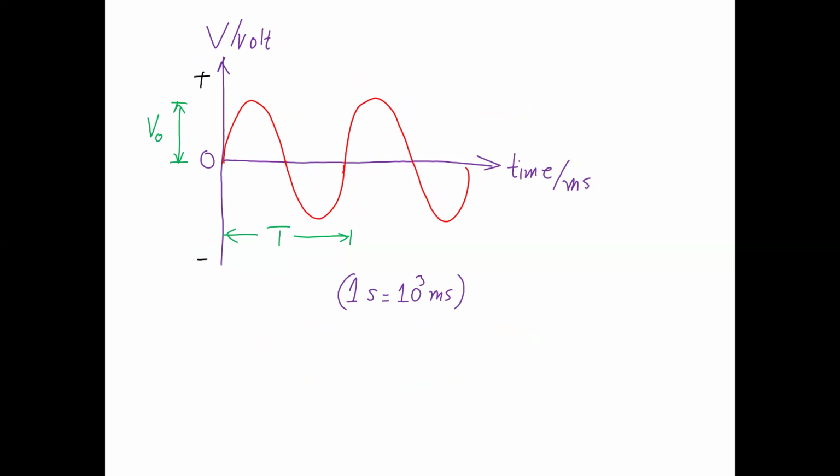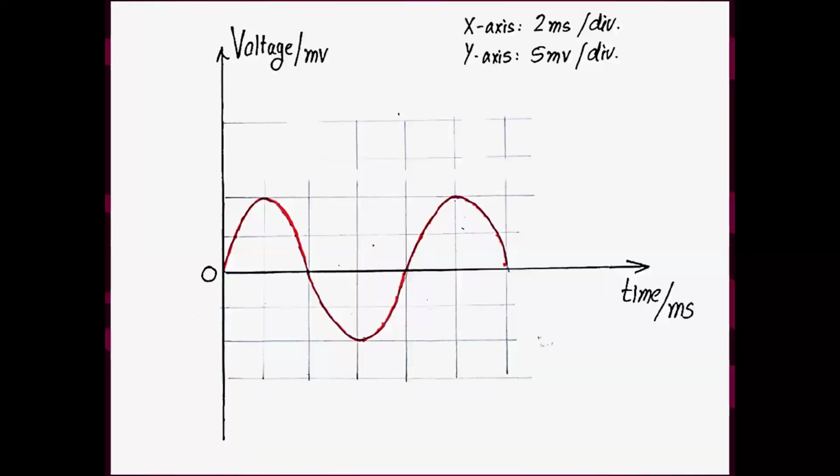Now, let us try an example. This is my graph. No need to copy the graph because this is actually a practice on the screen. X-axis is 2 millisecond per division. Y-axis is 5 millivolt per division. Okay. So now, the voltage will be 10 volts.